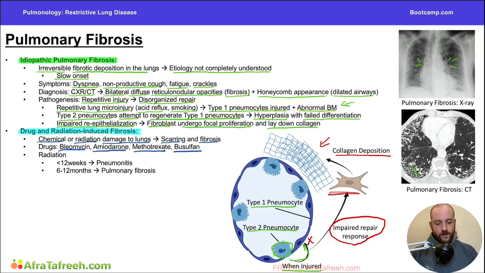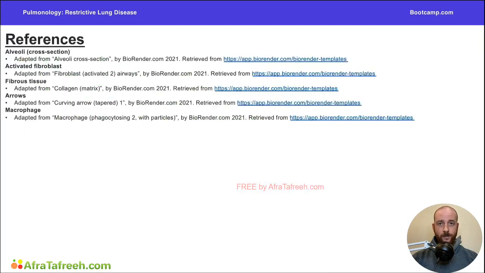And lastly, as we mentioned, radiation can also damage the lungs. Within about 12 weeks of the radiation, we're going to see inflammation of the lungs called pneumonitis. However, after about 6 to 12 months after the radiation, we can start to see scarring of the lungs and pulmonary fibrosis. All right, and that's all we got for our video on pulmonary fibrosis.